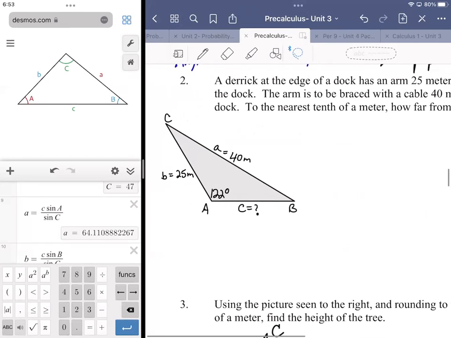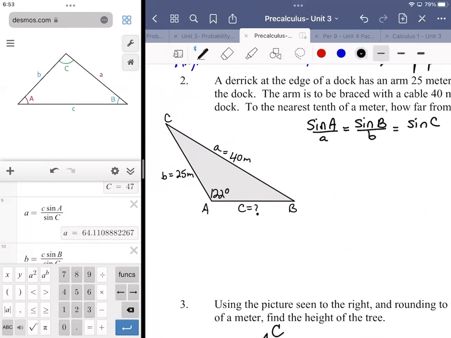So we're going to look at the sine of A over A is equal to the sine of B over B is equal to the sine of C over C. All right. We look at what we have. I know angle A and side A. So I definitely want the ratio that involves those two metrics. The only other piece of information that I know is side B. So I'm going to grab this one.